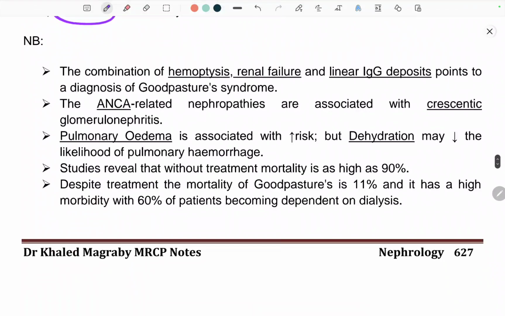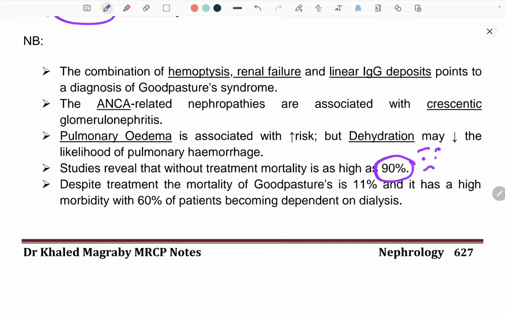The combination of hemoptysis, renal failure, and linear IgG deposit points to the diagnosis of Goodpasture syndrome. The ANCA-related nephropathy is associated with crescentic glomerulonephritis. Pulmonary edema is associated with increased risk, but dehydration may decrease the likelihood of pulmonary hemorrhage. Studies reveal that without treatment, mortality is as high as 90%.